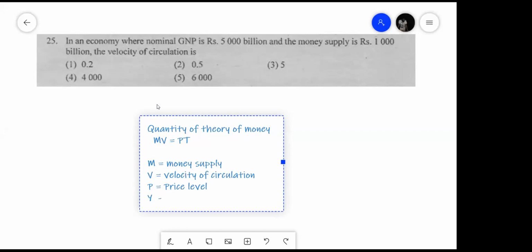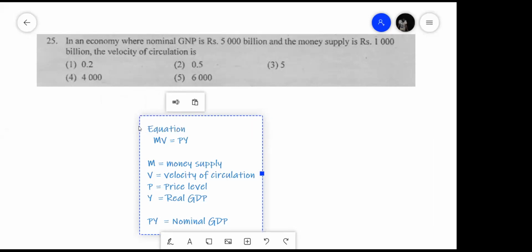Y is real GDP, or even GNP, that's fine. Then PY together is also called nominal GDP. Sorry, not the quantity theory, I use the equation of exchange here. The equation of exchange: MV equals PY. M is money supply, V is velocity of circulation, P is price level, Y is real GDP. P into Y, we call it nominal GDP.